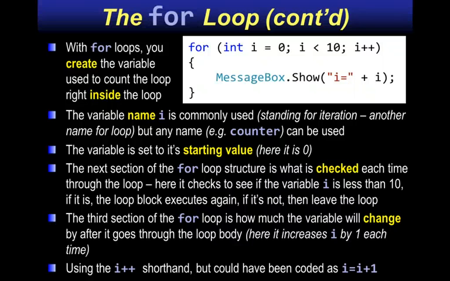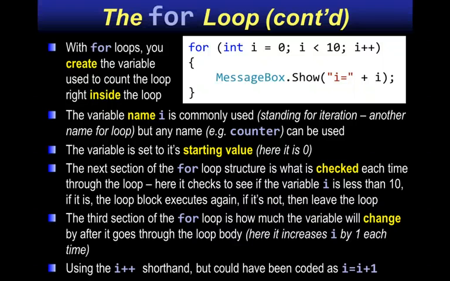Every time through the loop, it keeps checking, is I less than 10? Is I less than 10? So that's what it checks by. And then I++ is just shorthand. We learned that in part 1, that I++ means the same as I equals I plus 1. And you could write that there too. You don't have to write I++.